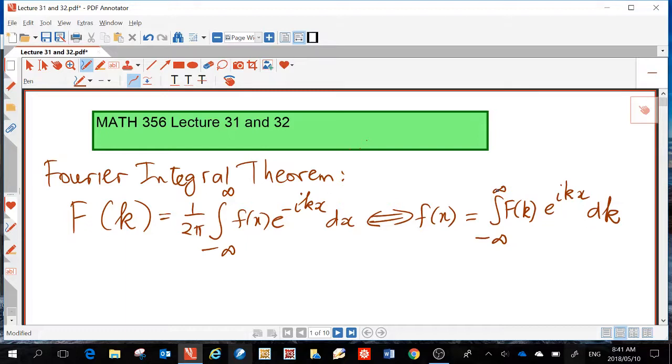When you integrate, you want to get f of x finally, so there must be no k in the problem. Whatever k appears here, you replace it with these limits. So only x will survive, as you require. Now, this 1 over 2 pi appears here, it doesn't appear here.